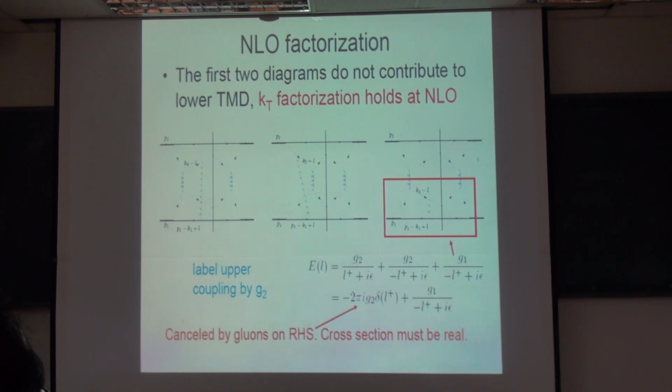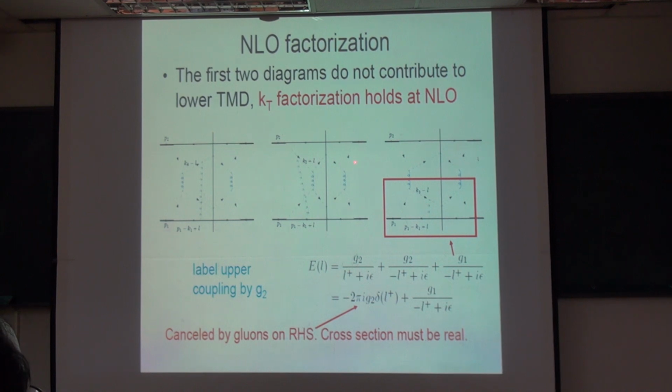If you know the principal value prescription, you know that the sum of these two eikonal propagators gives this imaginary piece. But should we worry about this imaginary piece? The answer is no, because this is a cross section. Cross section must be real. So we know that this imaginary piece will be cancelled by some other diagram.